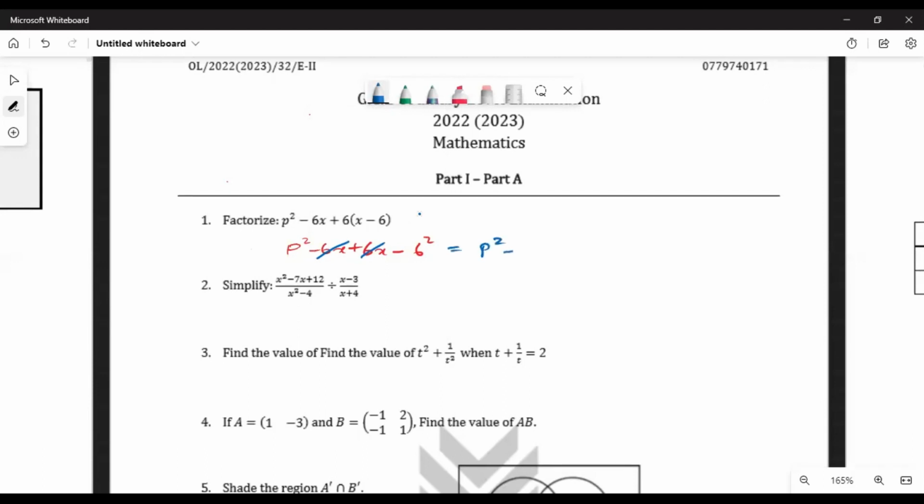P square minus 6 square. What is this form? This is in the form of a difference of 2 squares. Right, here comes the note. These are not answers, these are just notes. I will write that on the black screen. So important notes, I will write that here.